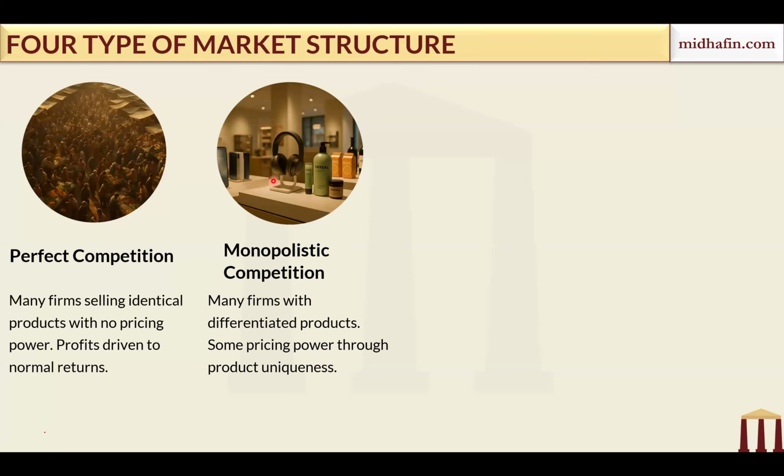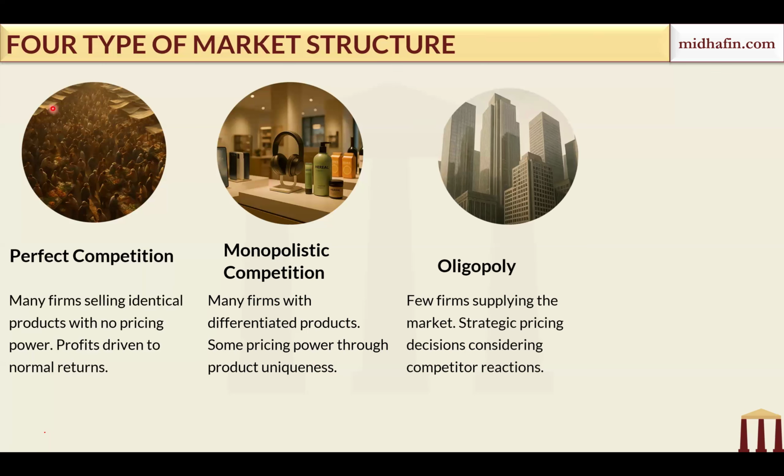Okay. Next, we have oligopoly. Now, oligopoly is basically, we are going from left to right and moving further and further to the right side along the spectrum, right? We have reached this third kind, which is oligopoly. So you have a few large firms which dominate the entire market.